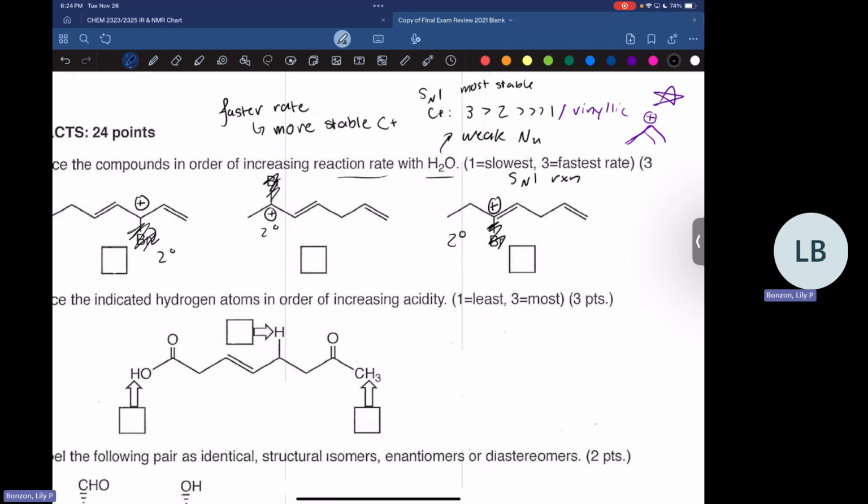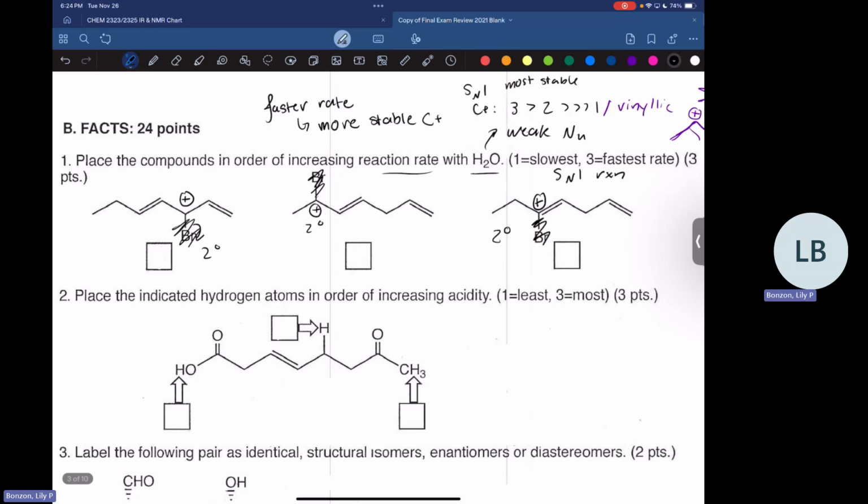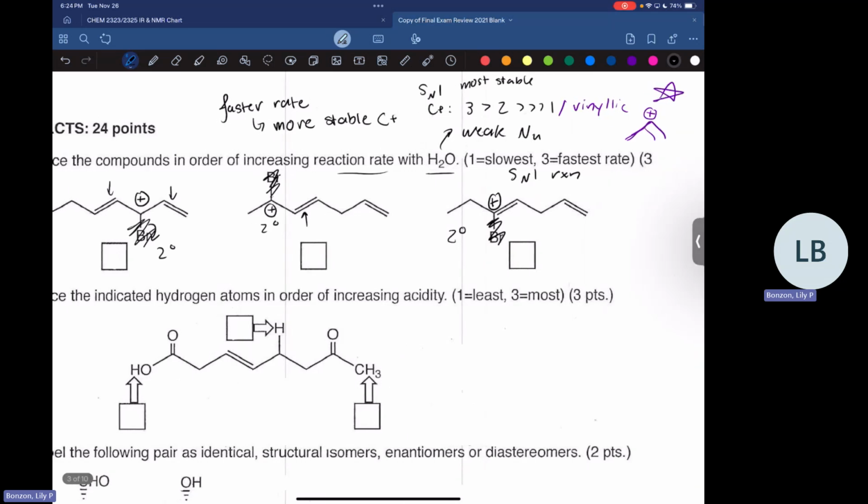Now, when we look at all of these carbocations, you'll see in this first structure, we have a couple of double bonds adjacent to it. In the middle, we have one double bond adjacent to our carbocation. And on the far right structure, you'll notice that we have a vinylic halide here. So we know vinylic carbocations are going to be very unstable. And so because of this, we're going to assign this vinylic carbocation as our slowest rate.